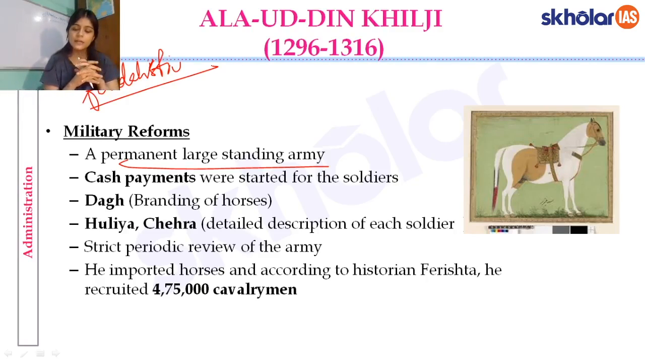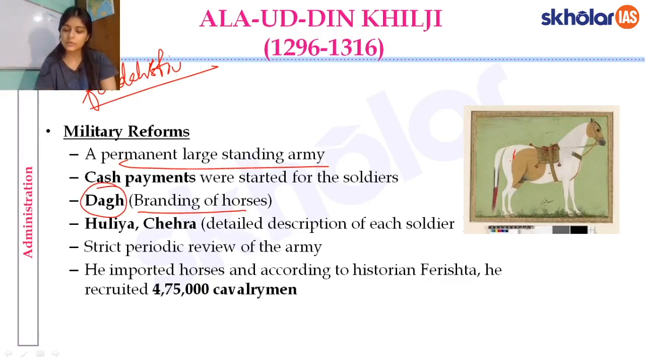So soldiers would be paid in cash. Again, satisfaction of the soldiers, happy with the Sultan, will fight for the Sultan with all their commitment. So cash payments were started for the soldiers. Then there was a system of dag. Dag is branding of horses.